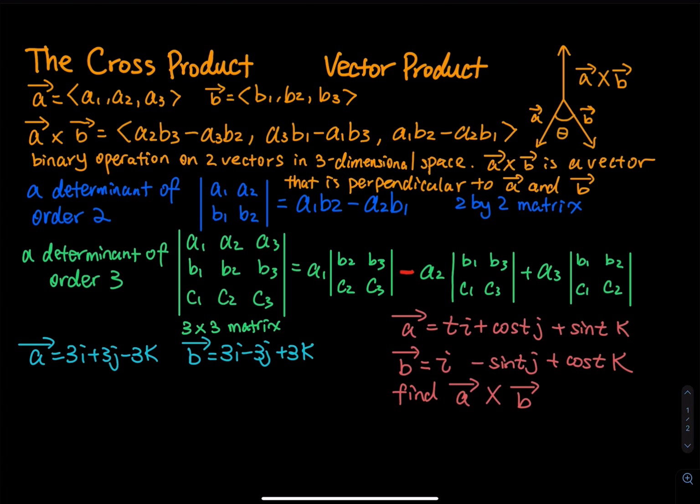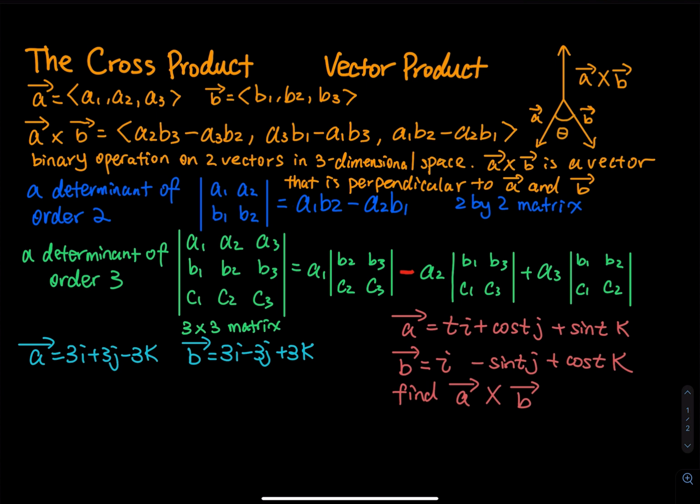The cross product has another name, which is called the vector product. Do you still remember the dot product? For the dot product, you have vector A dot vector B, and the result gives you a scalar. But for the cross product, the result is a vector.